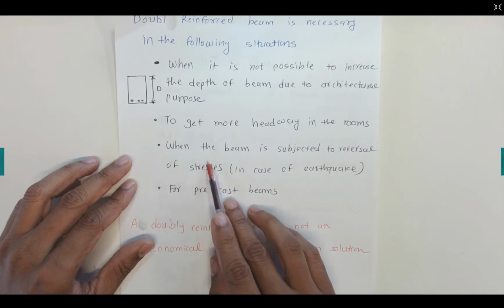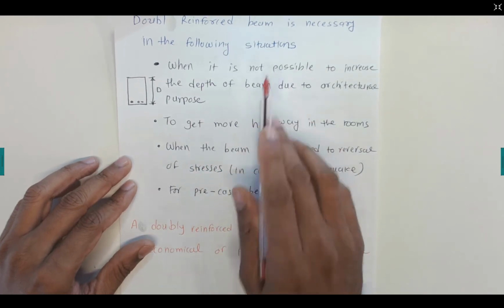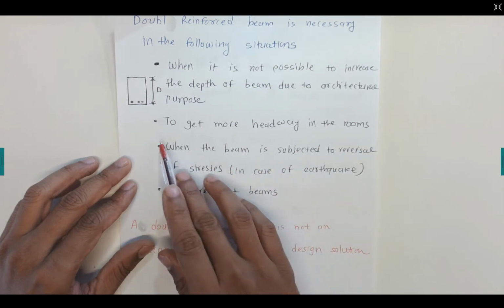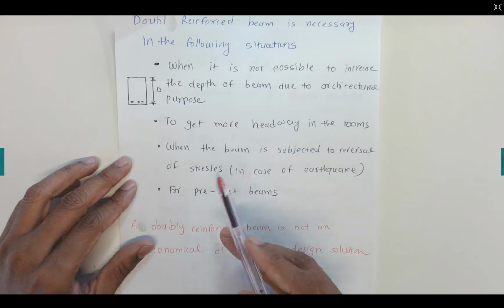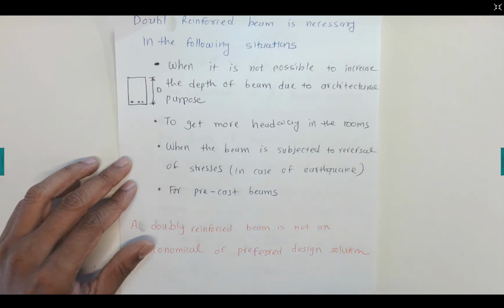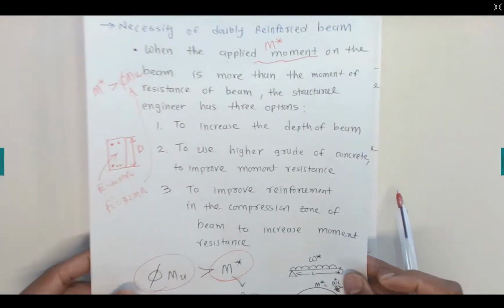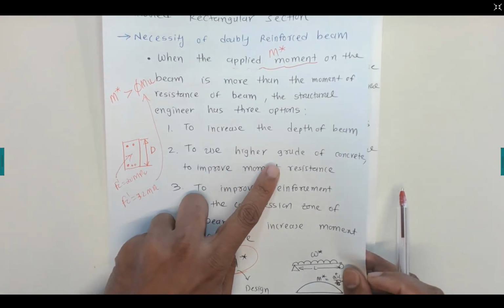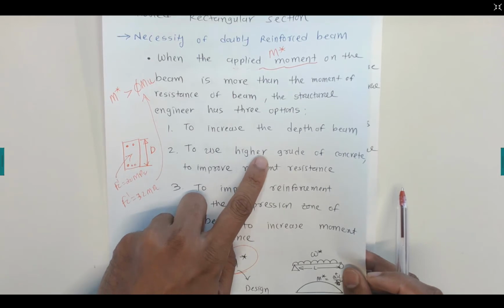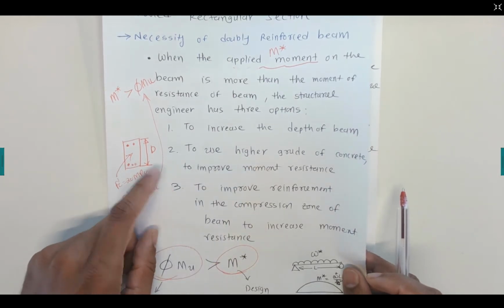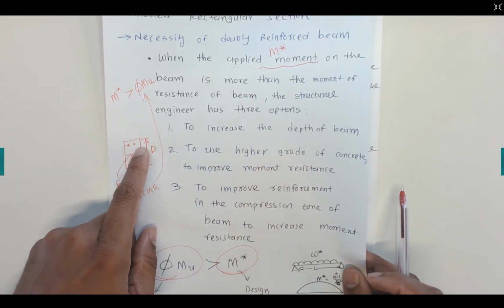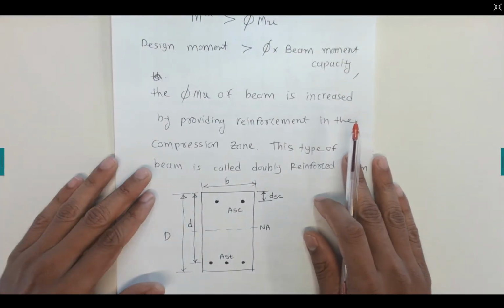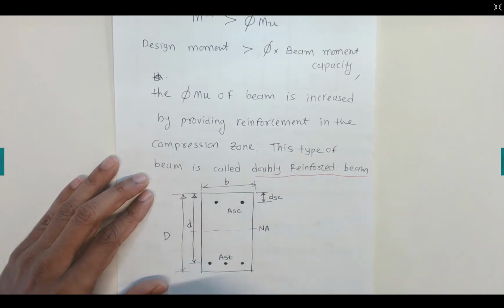Another case where we may need to use a doubly reinforced beam is earthquake loading, where there is reversal of stress. Reversal stress is generally not applicable for singly reinforced beams, and for a precast beam there are some restrictions. Sometimes the concrete compressive strength is also restricted, so if we are not allowed to increase it, the only option left is to put reinforcement in the compression zone. That increase in the compression zone is the doubly reinforced beam.